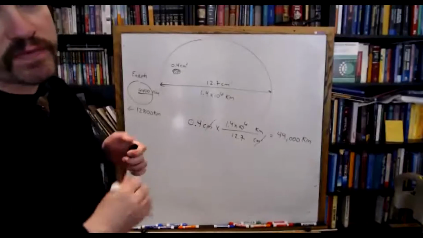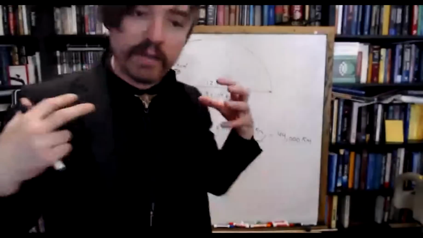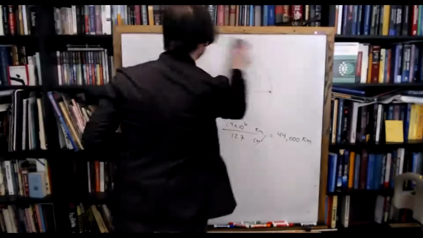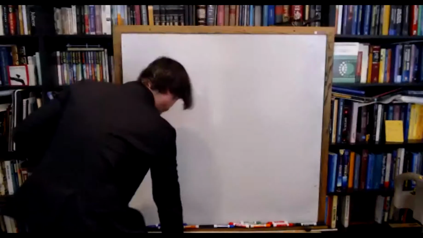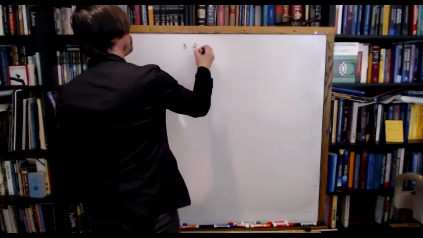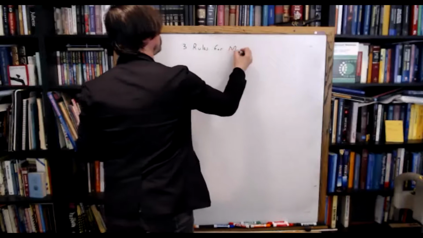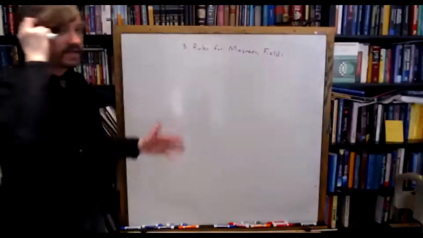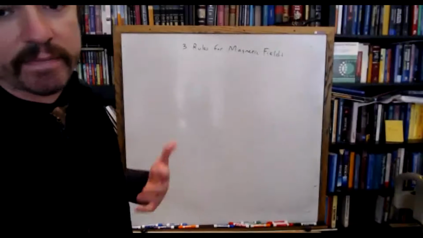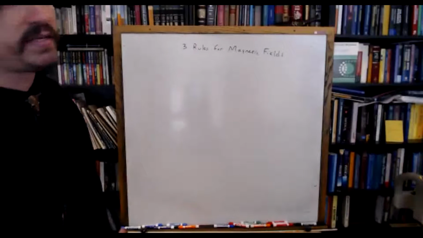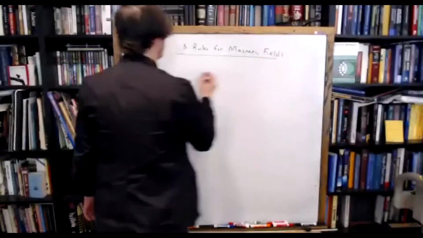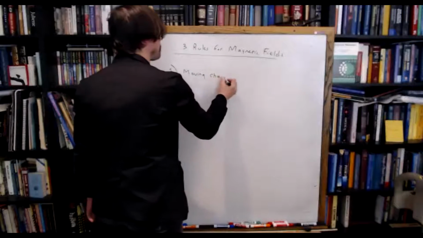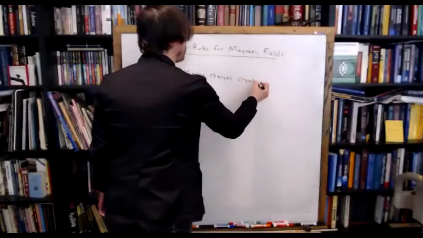I call these 3 rules for magnetic fields, and the idea is that it's supposed to help you build up intuition about why the sun generates so much magnetic field activity. Okay, so 3 rules for magnetic fields. These are basic concepts, because probably not many of you have ever had a course in electromagnetism. So the first rule for magnetic fields is that moving charges create magnetic fields.